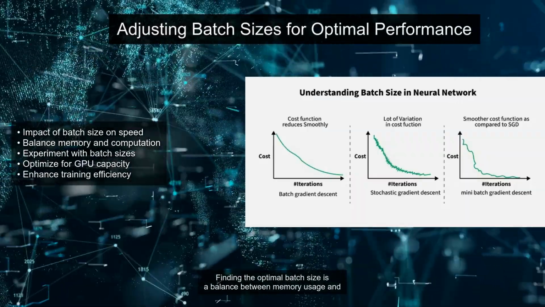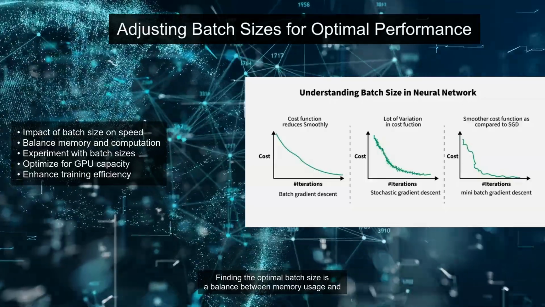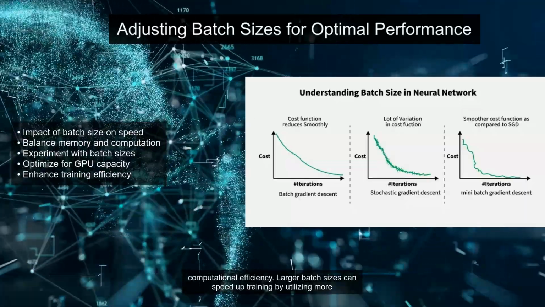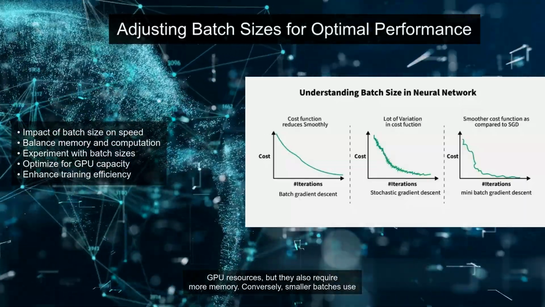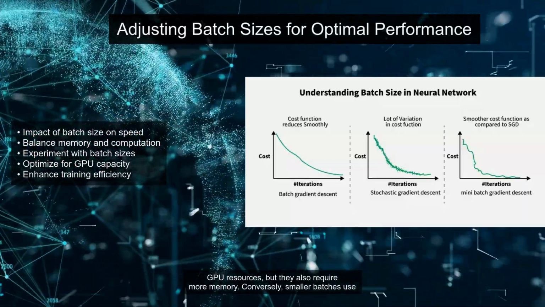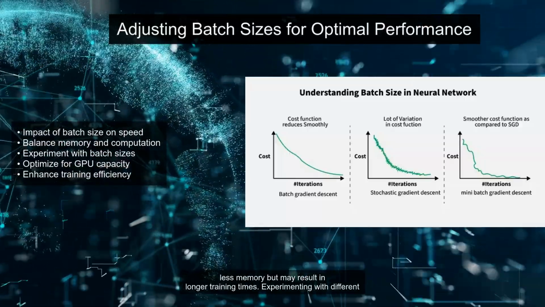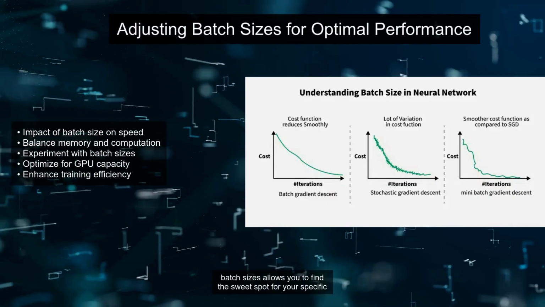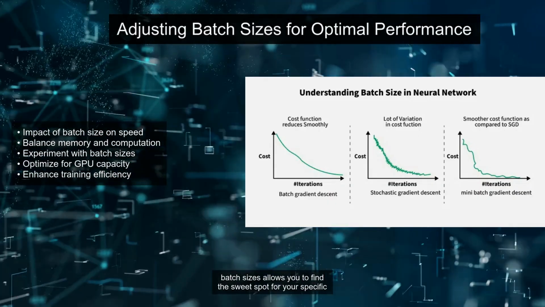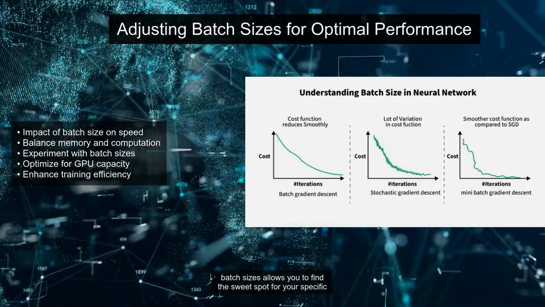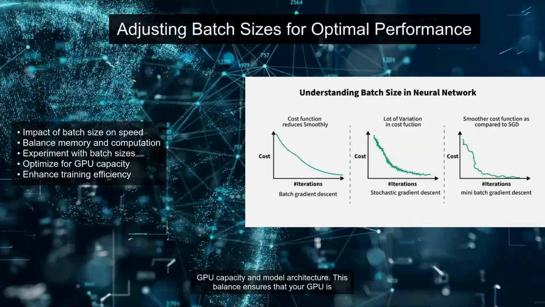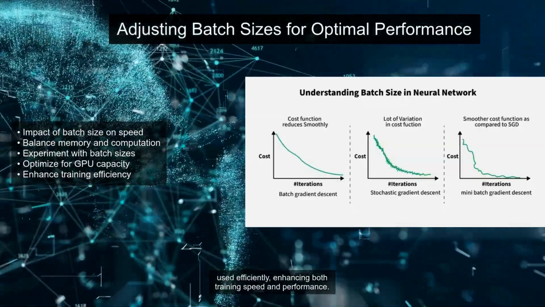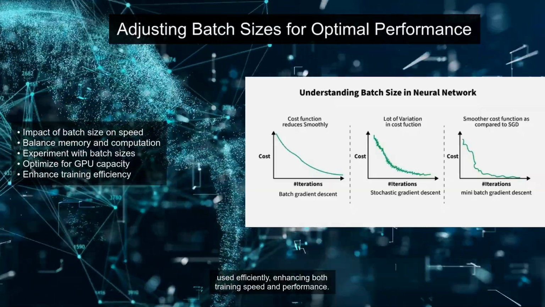Finding the optimal batch size is a balance between memory usage and computational efficiency. Larger batch sizes can speed up training by utilizing more GPU resources, but they also require more memory. Conversely, smaller batches use less memory but may result in longer training times. Experimenting with different batch sizes allows you to find a sweet spot for your specific GPU capacity and model architecture. This balance ensures that your GPU is used efficiently, enhancing both training speed and performance.